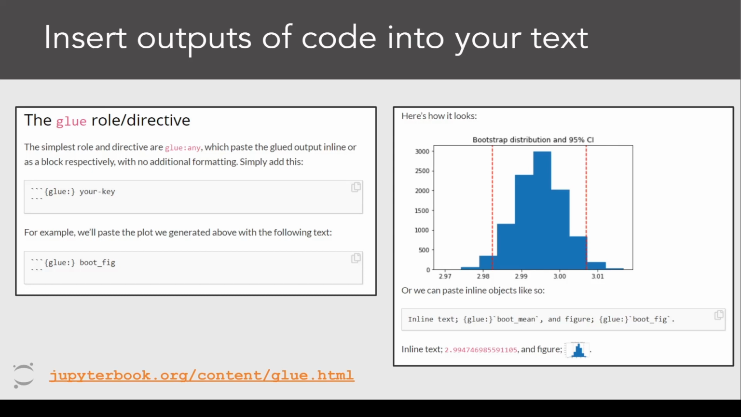And then in your content later on, you can say, I want you to insert the result of this variable into this location in the text. And so on the right, you can see what that might look like. So here we've pasted a figure from generating that image with matplotlib. And we've also inserted in line with the text the number associated with running this confidence interval. And you can even do some wacky things like inserting tiny little inline figures along with your text.